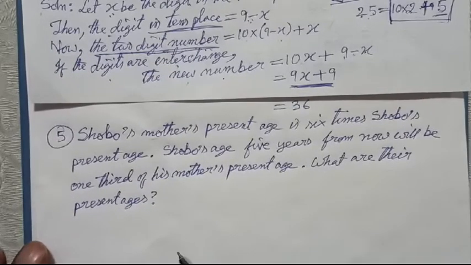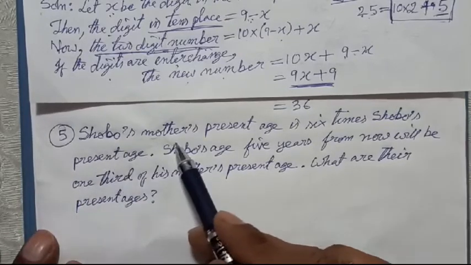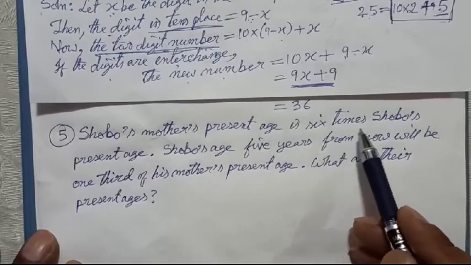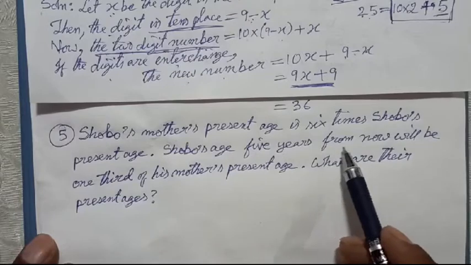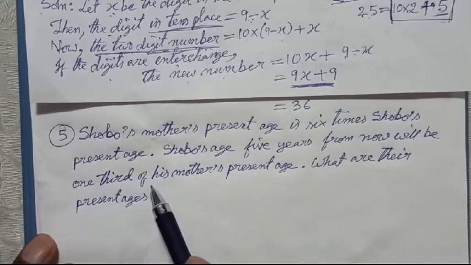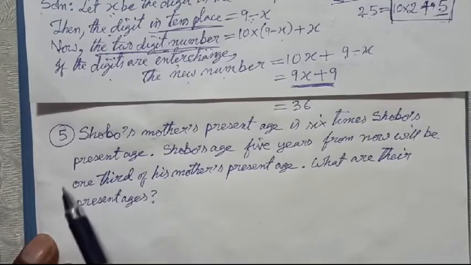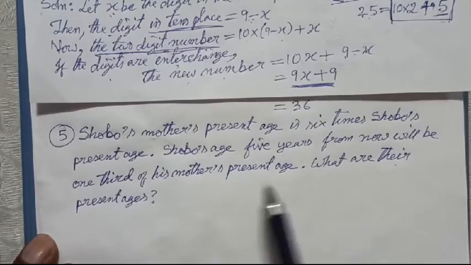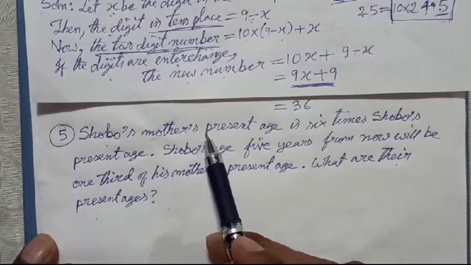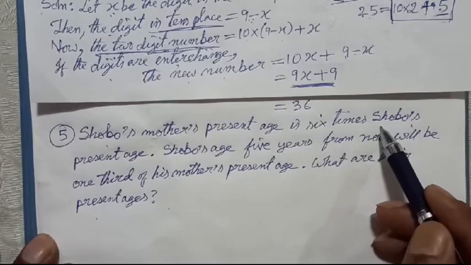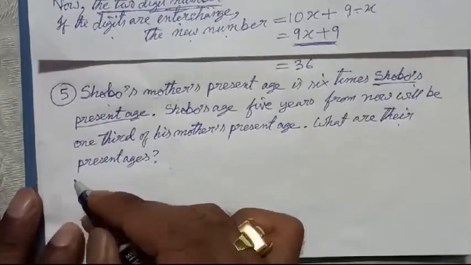Question number 4, you try. Now, let's try question number 5. Let's study the question. Sobu's mother's present age is 6 times Sobu's present age. Sobu's age 5 years from now will be 1/3 of his mother's present age. What are their present ages? The question asks us to find Sobu's present age and Sobu's mother's present age. We are going to start from Sobu's present age, and we take this as x.